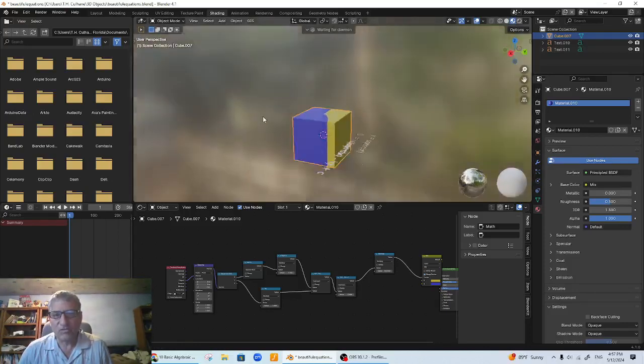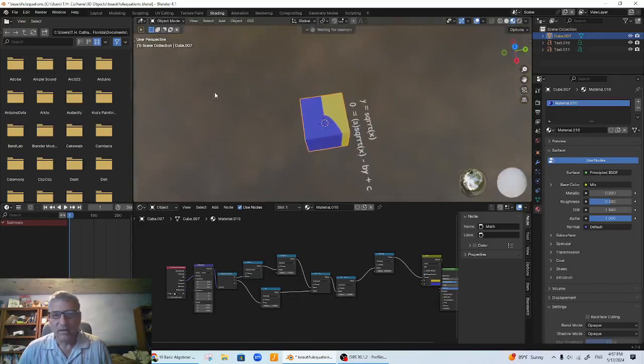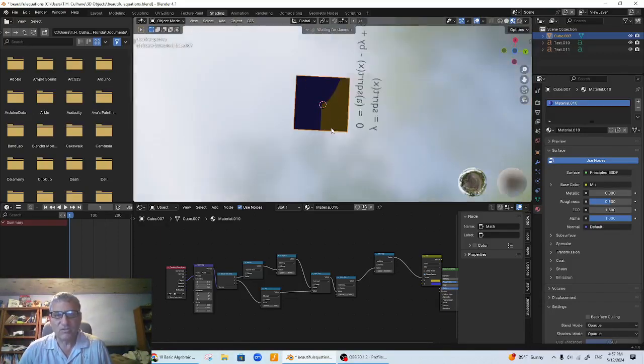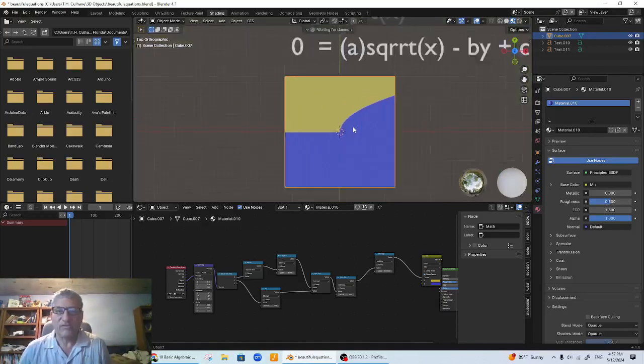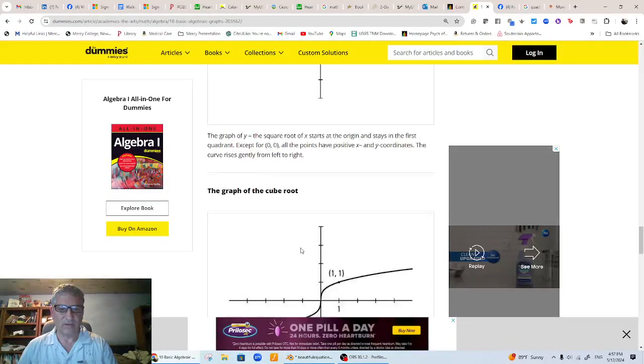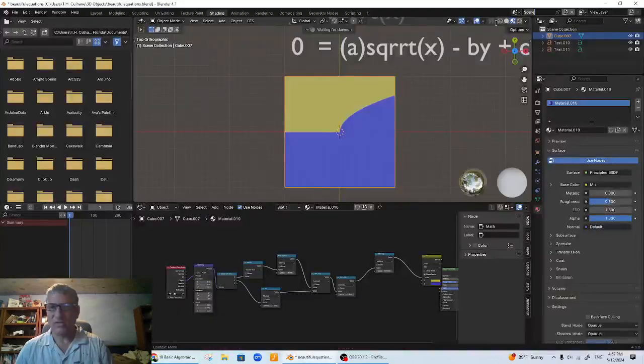See, it's like an ocean of stuff. Yeah, alrighty. That's interesting. And that's what we see. All right, that one worked. So this is called the graph of the square root. So that scene is the graph of the square root scene.